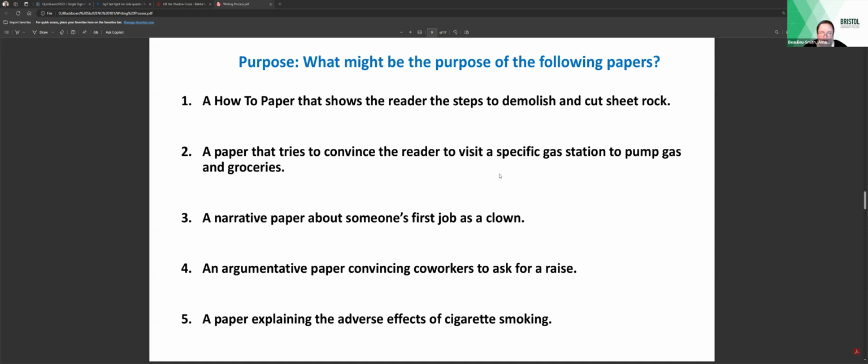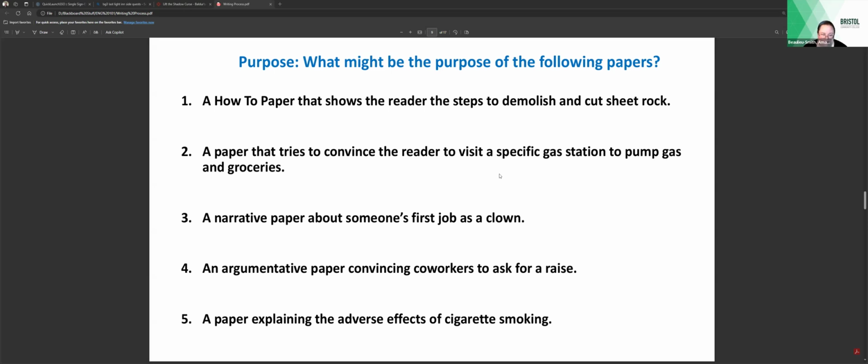4, argumentative paper convincing coworkers to ask for a raise. This is persuade. This particular paper or piece of writing is trying to talk about why the coworkers need a raise. So this is persuade.